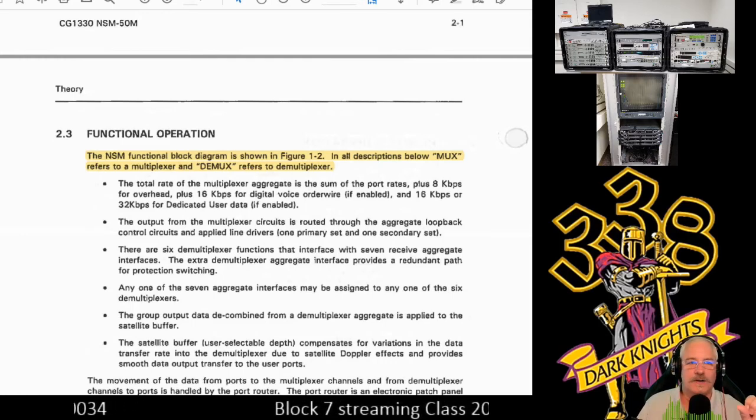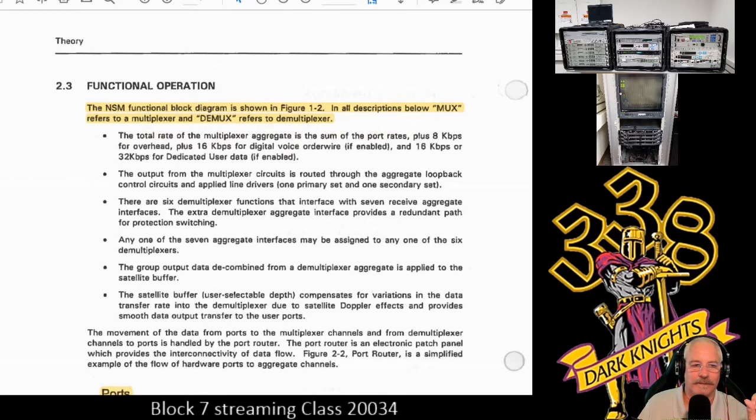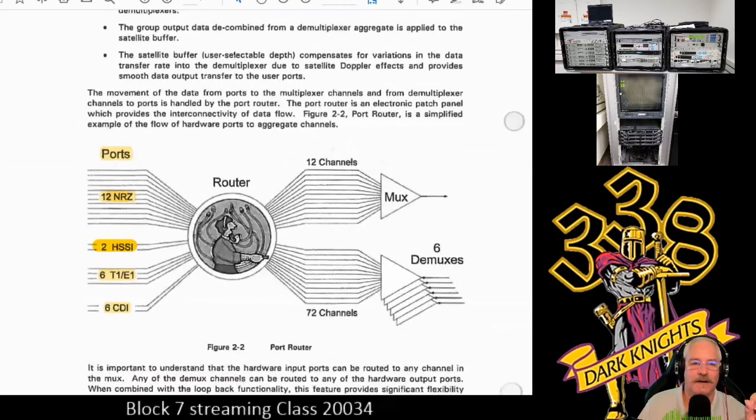You'll see it in the descriptions below. MUX refers to multiplexer. DMUX refers to demultiplexing. Yep, some people need to have it explained.